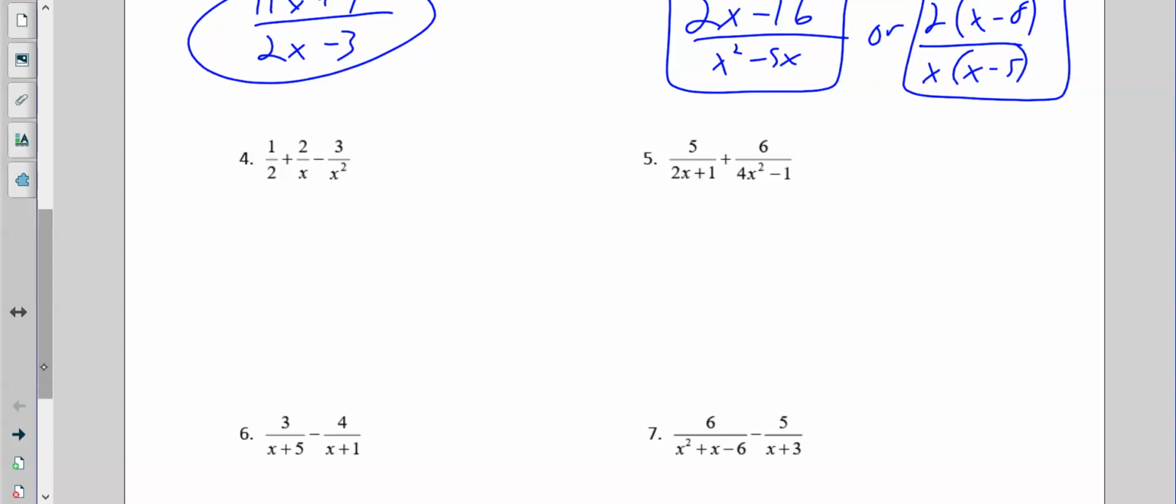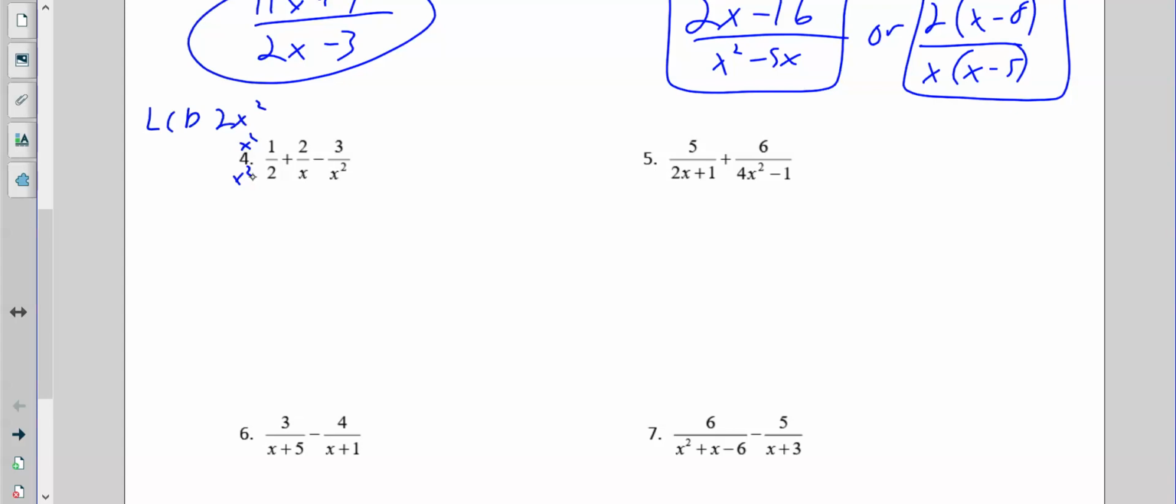All right, so the first one, now we don't have an LCD already. So the LCD is going to be 2x squared. So we need to look at each one and see what is it missing. So this one, the 1/2, is missing an x squared. So I'm going to multiply by x squared over x squared. And that will give me 2x squared on the bottom.